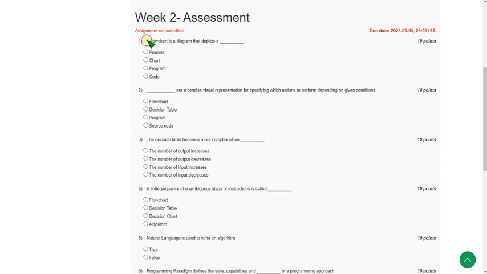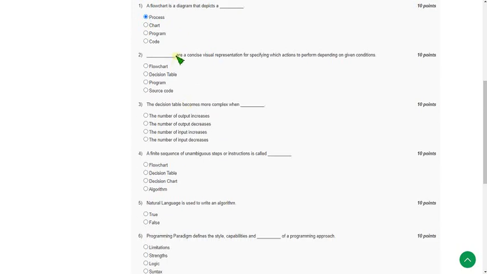So first question: a flowchart is a diagram that depicts a. The answer is process. So mark the first option as the correct answer for the first question. And second one: dash are a concise visual representation for specifying which actions to perform depending on given conditions. So the answer for the second question is the second option, that is decision table.